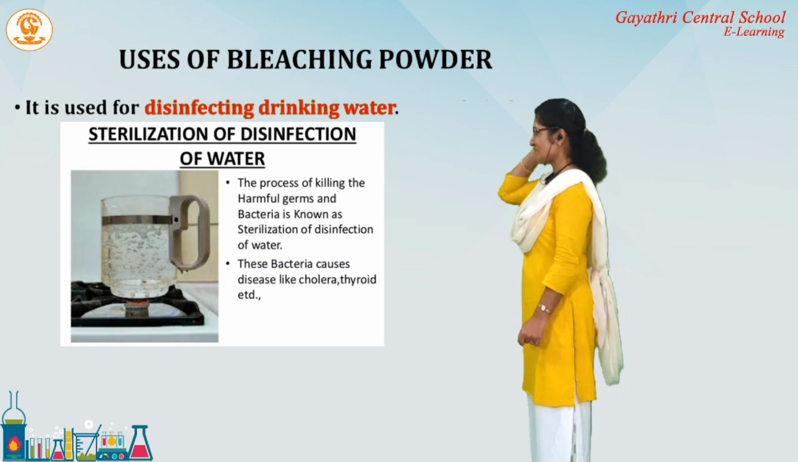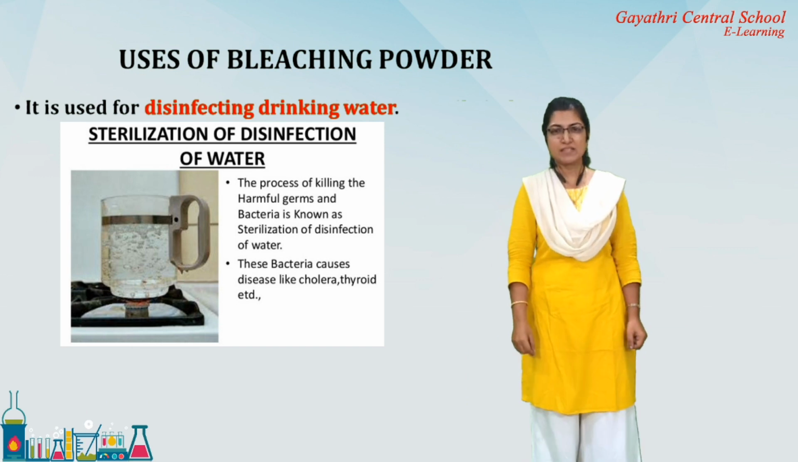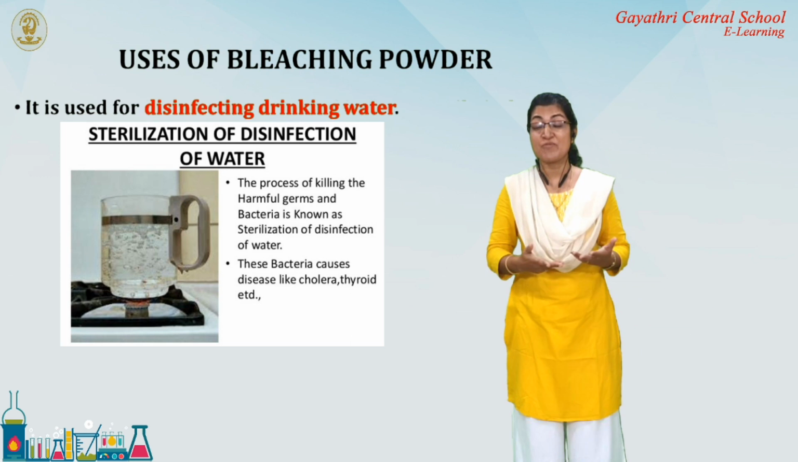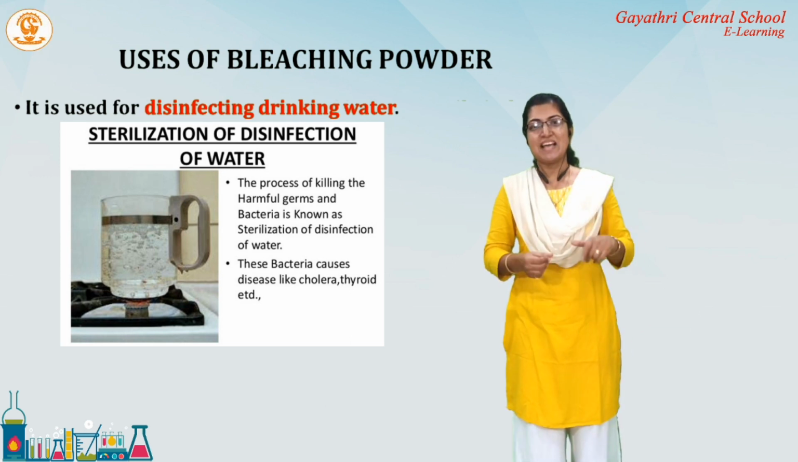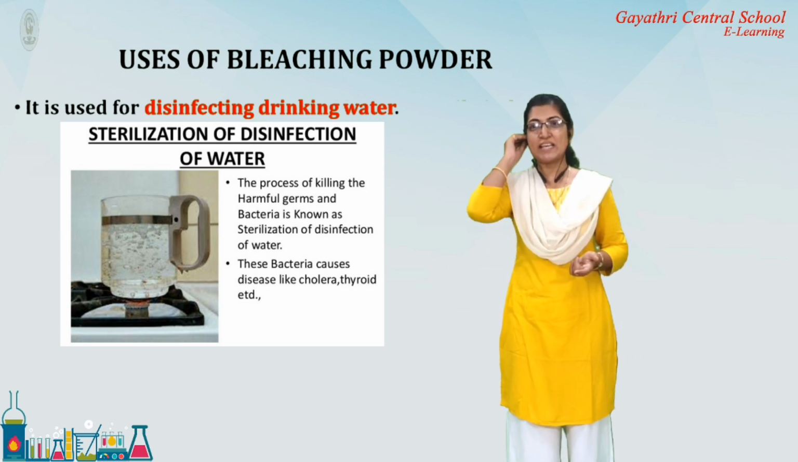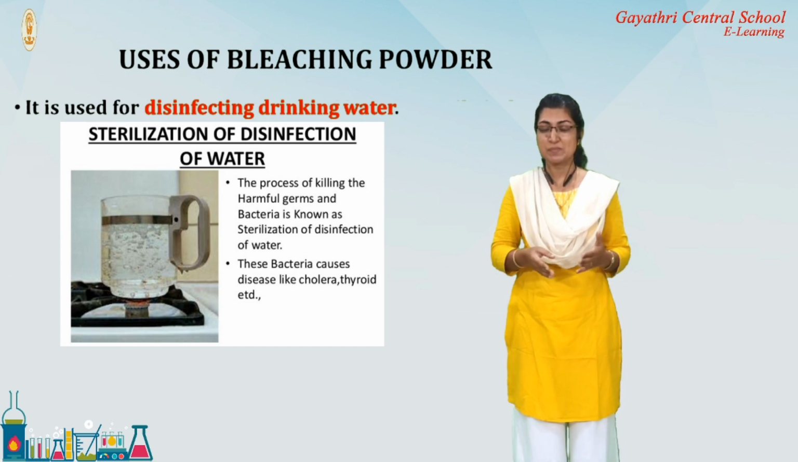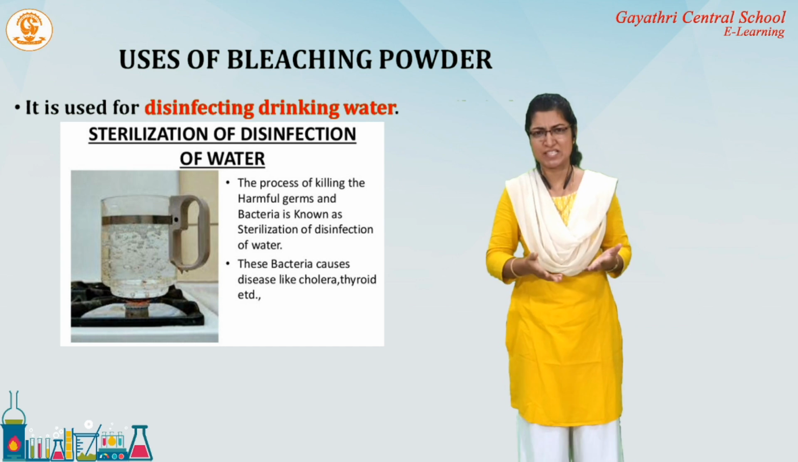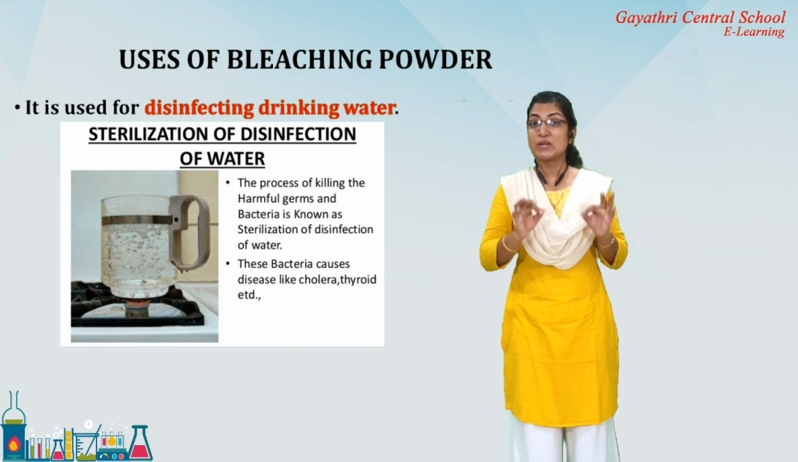Now what is the next use of bleaching powder? Yes, we can use it for disinfecting drinking water, isn't it? So that is another use of bleaching powder. What does the term disinfecting mean? To kill the germs in the water, to kill the germs or microorganisms present. That function we call disinfection. So this bleaching powder can be used to clean the water.